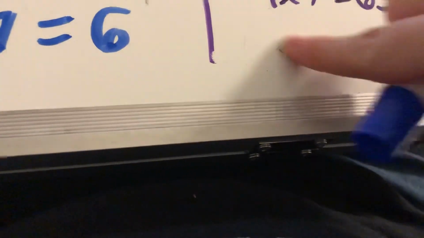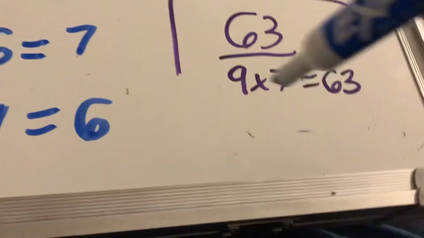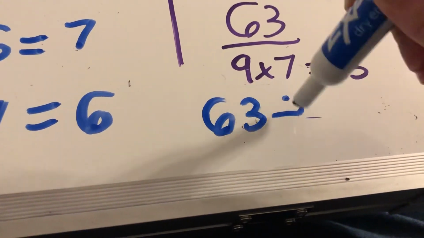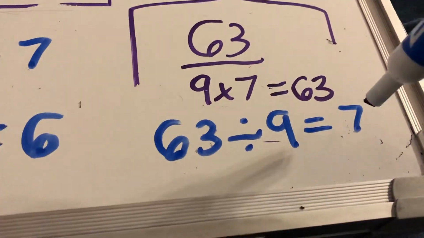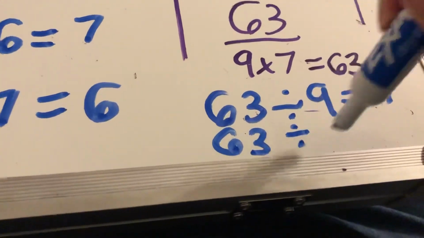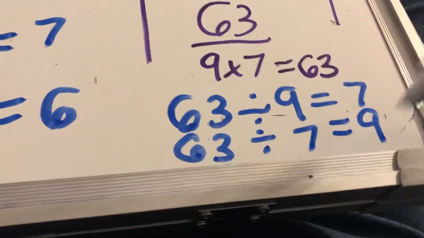All right, so I'll show you both possibilities for 63. Okay, so we have 63 split into 9 gives us 7. Or 63 split into 7 gives us 9.